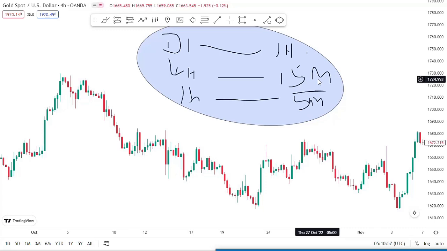As you advance in terms of knowledge in market structure, you'll be able to digress a bit to suit the kind of thing you want to be doing. But for now, stick to this time frame correlation: 4 hourly, 15 minutes, 1 hourly, 5 minutes.